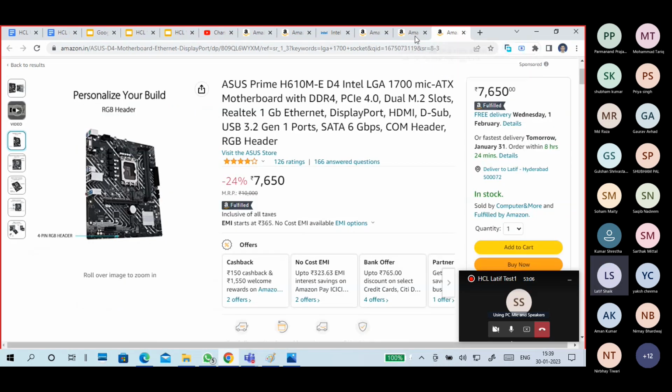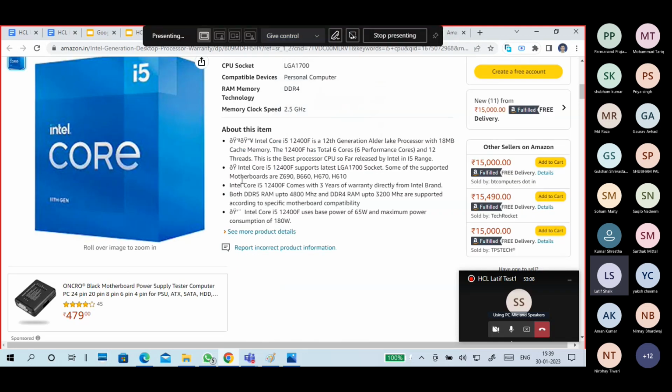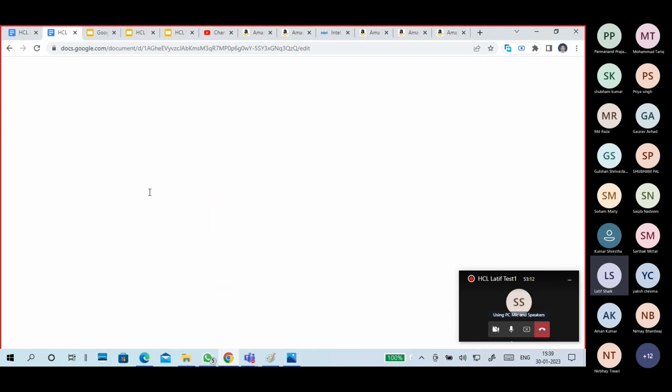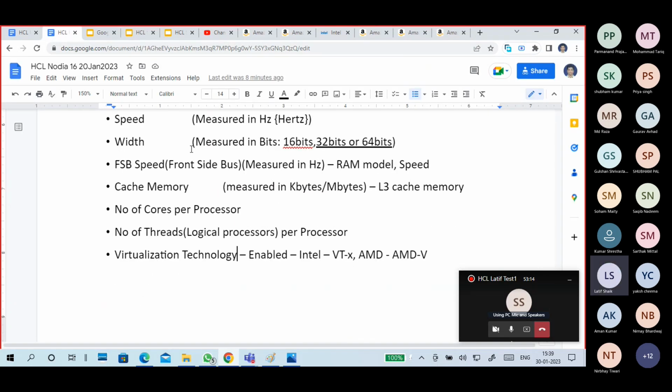Guys, every processor and every motherboard has certain specifications, so you have to follow those specifications. Whether it is 32-bit or 64-bit, how much frequency, and what the RAM model is, you will get from the processor. Based on that only, you have to choose. Also your cache memory, number of cores, number of threads, like that.